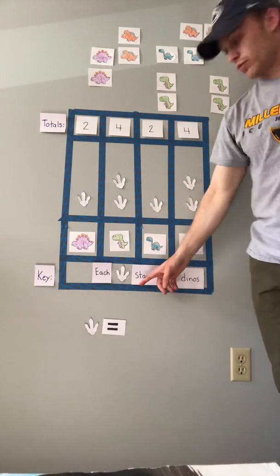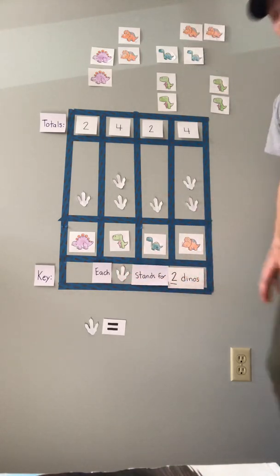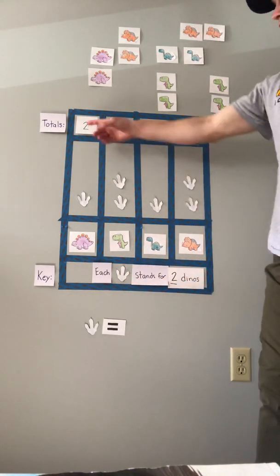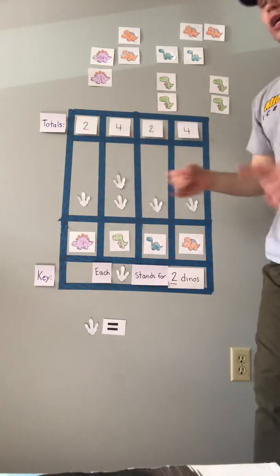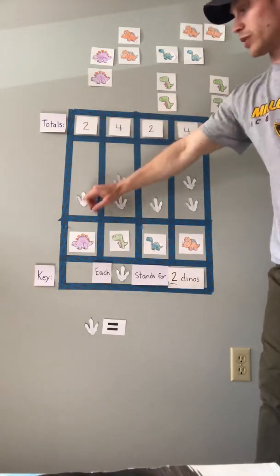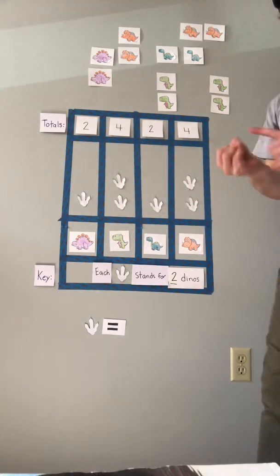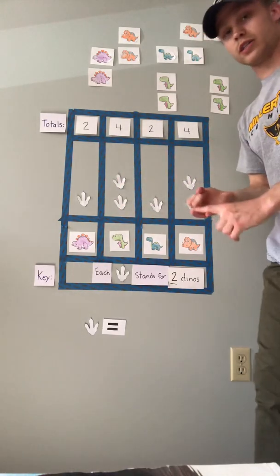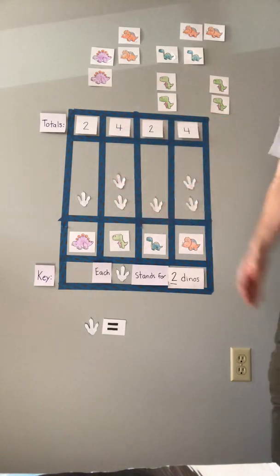Now, if our key would have told us that each footprint stands for 1 dinosaur, then every single dinosaur in here would have gotten a footprint. So for the purple one, if there's 2 dinosaurs, it would have gotten 2 footprints. For the green one, it would have gotten 4 footprints, because if 1 footprint equals 1 dinosaur, it would just be the amount of how many total you have to how many footprints.